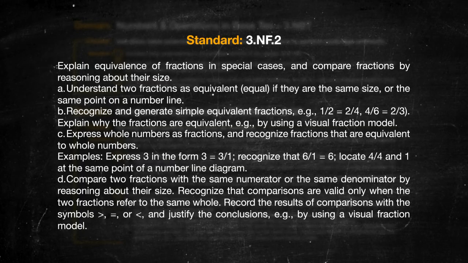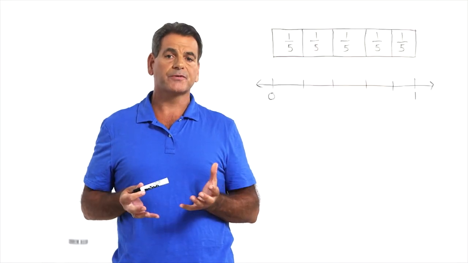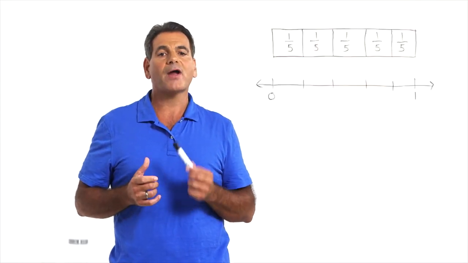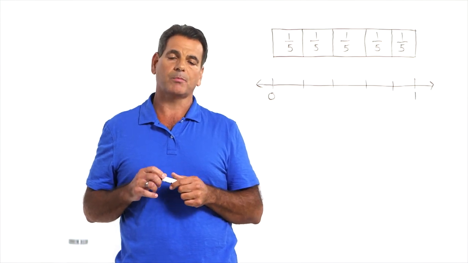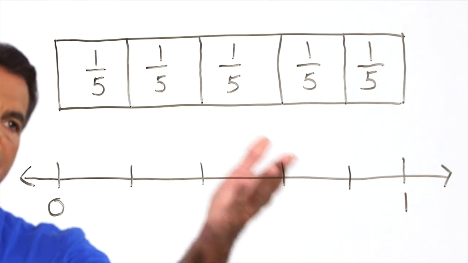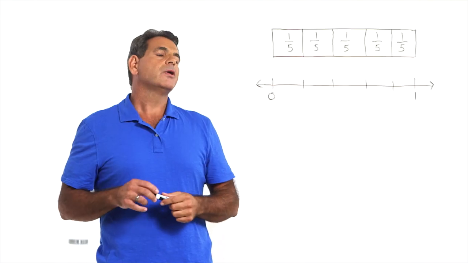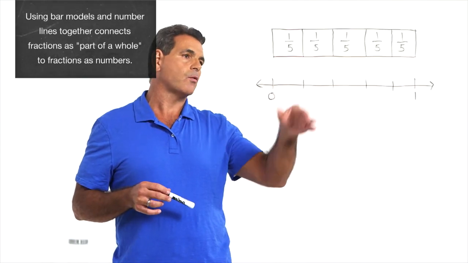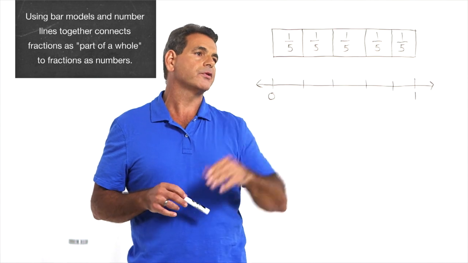Let's move on to standard 3 NF2. This is an extremely important standard because we are switching from fraction as part of a whole to fraction as a number that can be located on a number line. I've drawn a number line here underneath the bar model that we used previously. We can have students identify the fractions that go on the number line by using what they learned previously with the bar model.